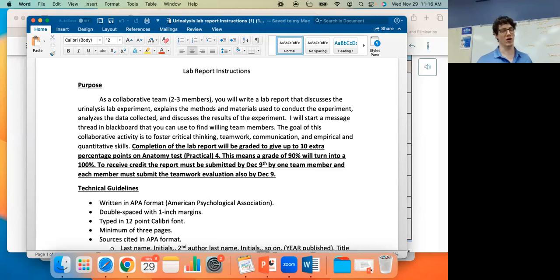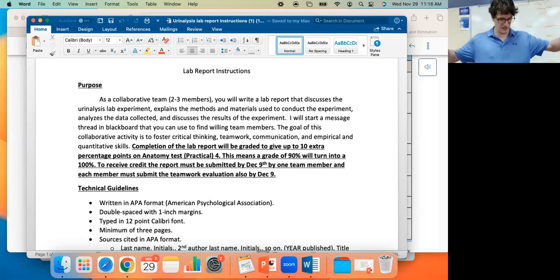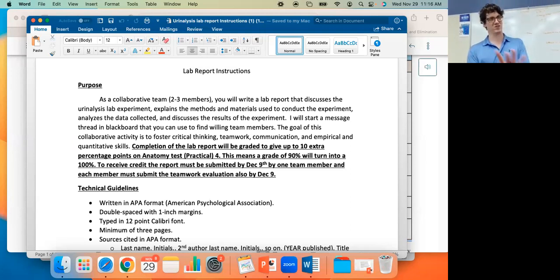No. So this is a full lab report. So it's going to have kind of the 5 major sections of a scientific paper. So we're going to have the introduction. We're going to have a materials and methods. We have a results, a conclusion, and then the literature cited page.